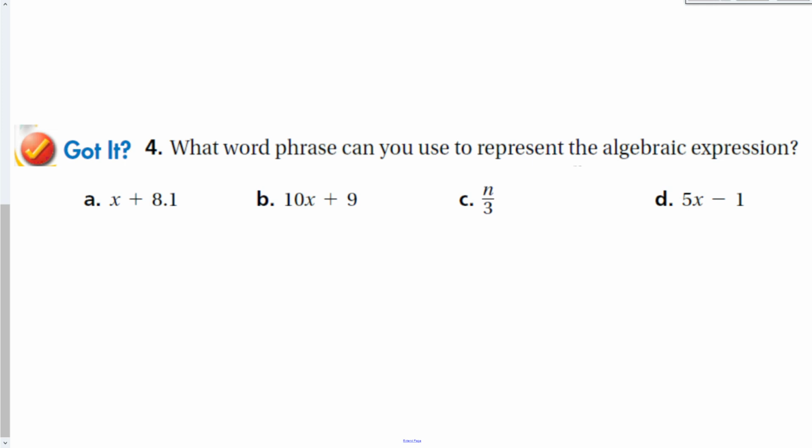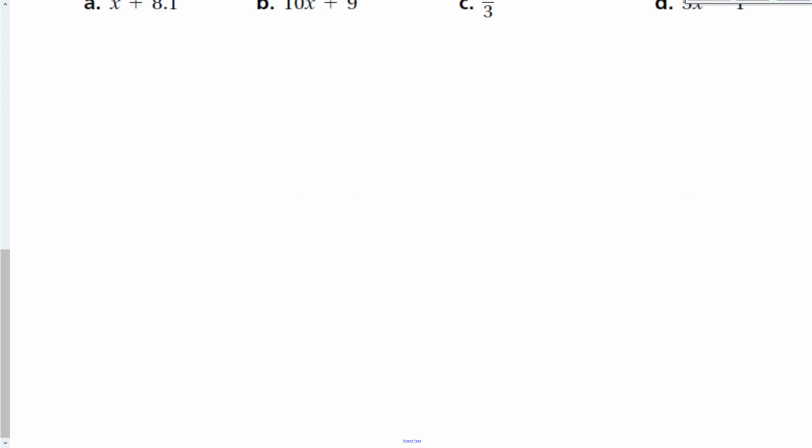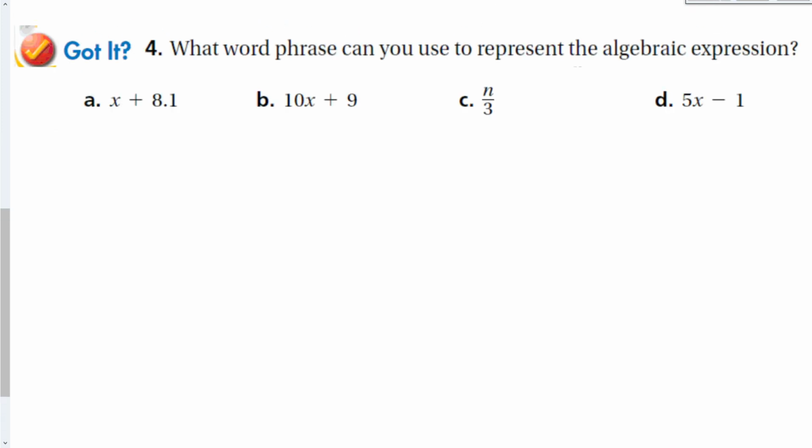So for my got it problems, I don't have a lot of room, but what word or phrase can we use to represent these expressions? So we could say x plus 8.1. We could say the sum of x and 8.1. Doesn't matter if they're decimals, we're still going to say the same thing. So that's part A.